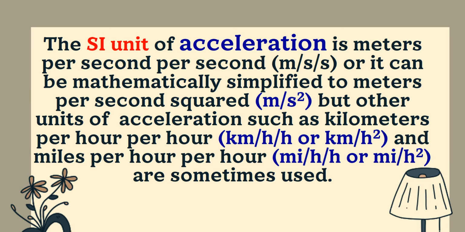The SI unit of acceleration is meters per second per second, which can be mathematically simplified to meters per second squared, or m/s squared. But other units of acceleration, such as kilometers per hour per hour, or km/h squared, and miles per hour per hour, or mile per h squared, are sometimes used. Again, this is for acceleration.